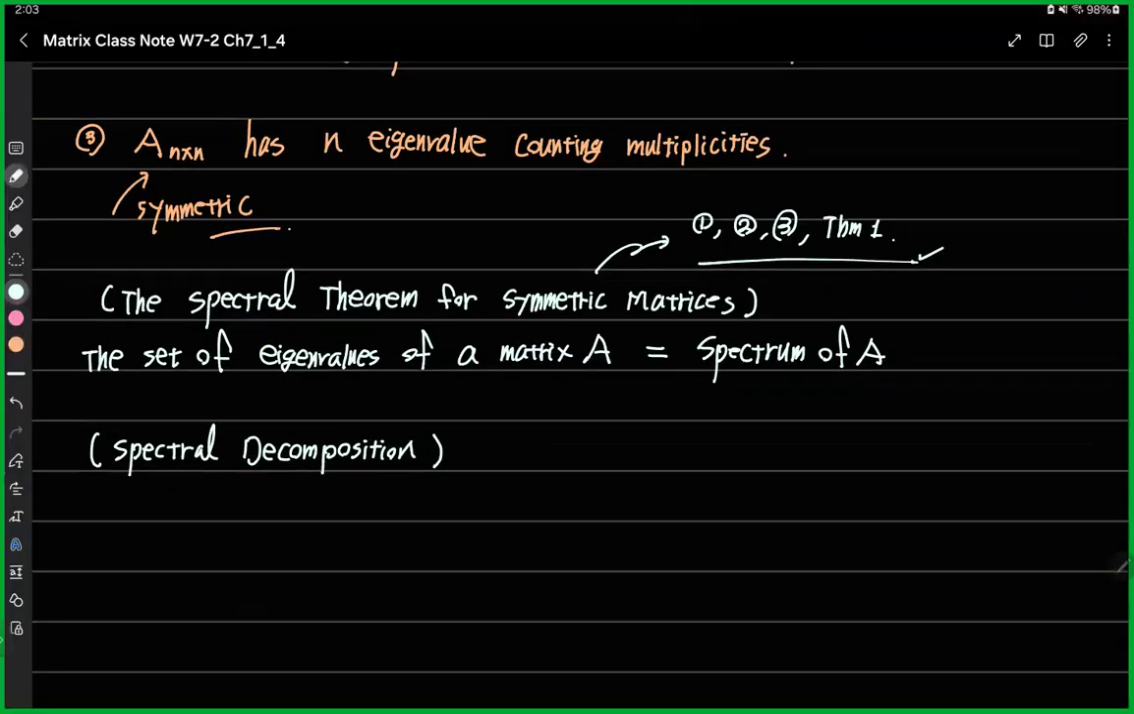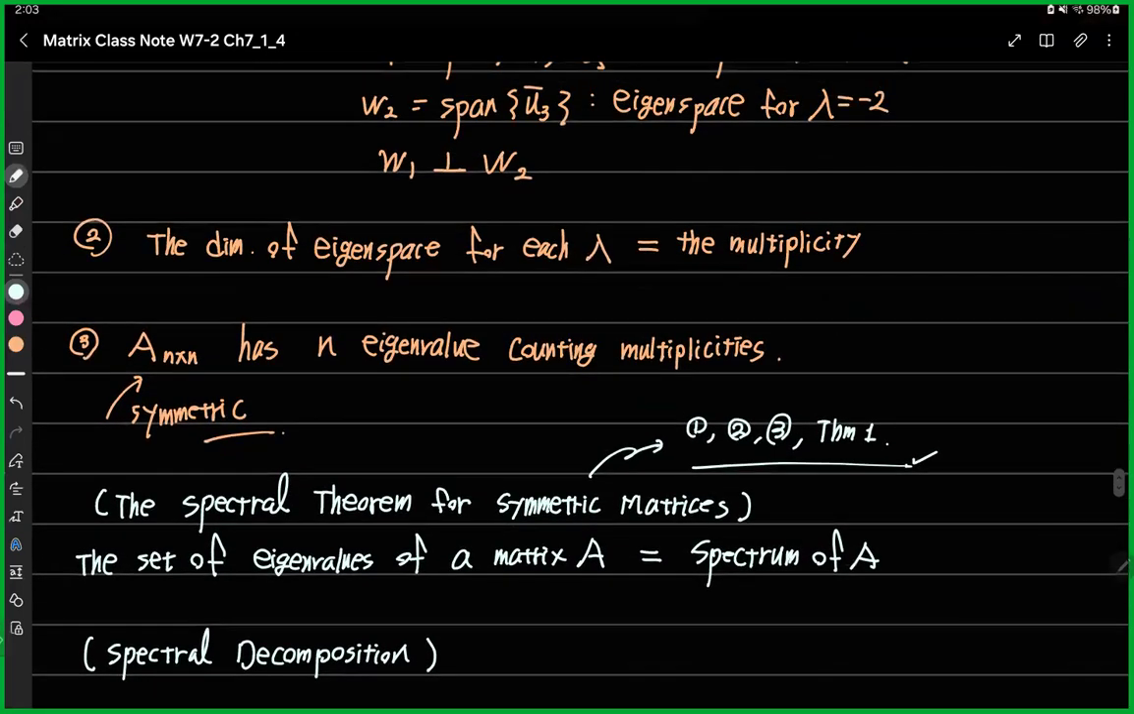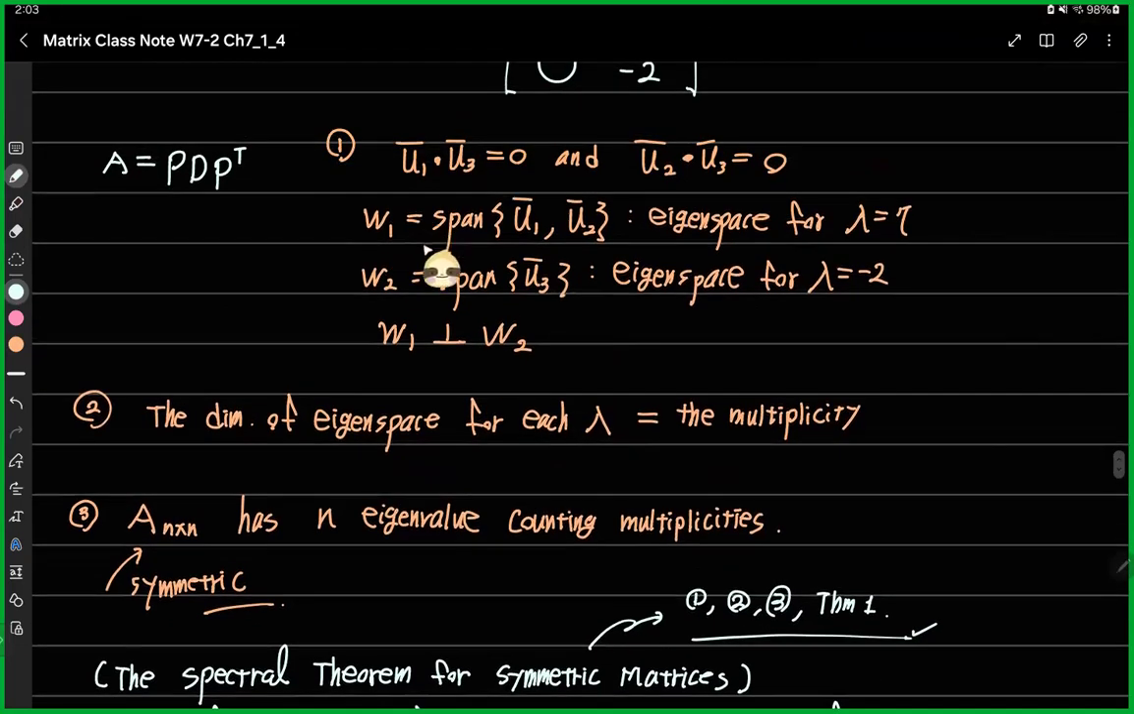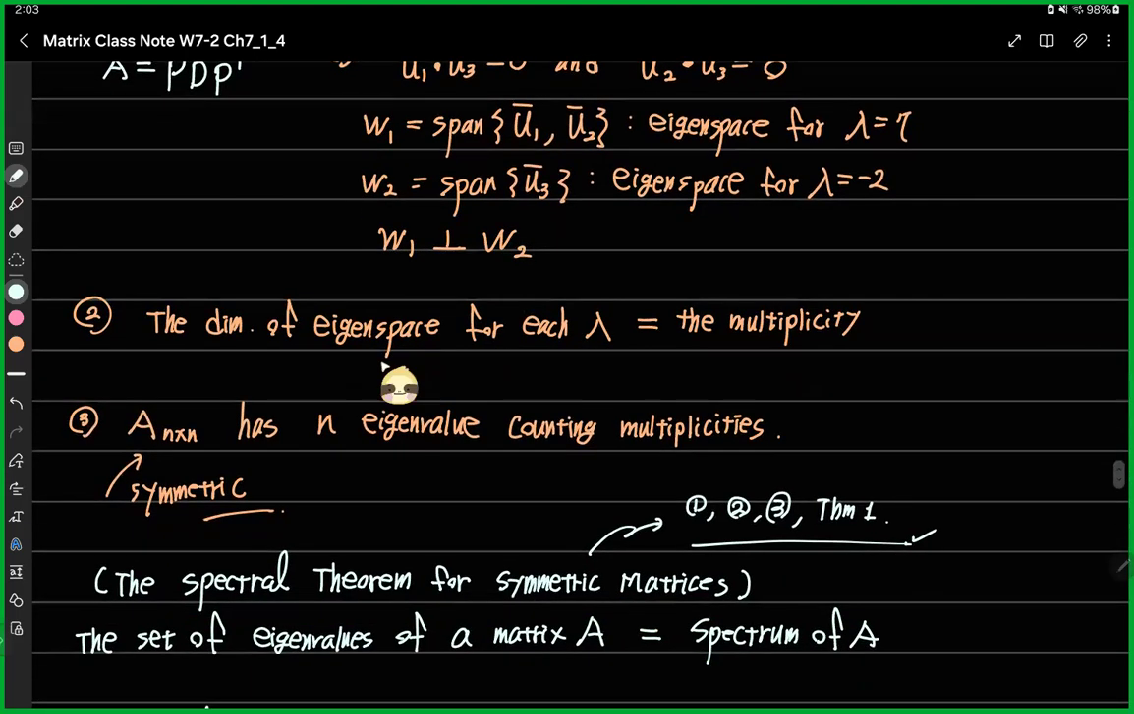The spectral theorem for symmetric matrices is nothing but the summary of these observations. So the first one, we figured out all eigenvectors from different eigenspaces are orthogonal, right? So eigenspaces are orthogonal, and then the dimension of the eigenspace for each lambda is the multiplicity.